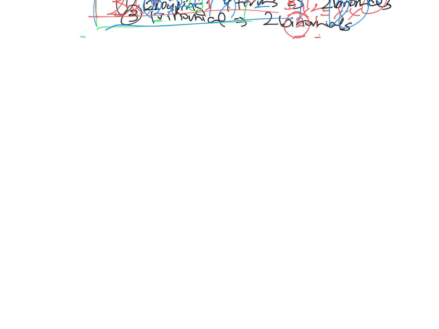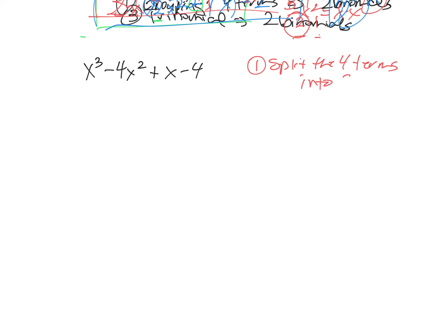Okay, let's look at grouping. I have a little list of how we're going to do some grouping. So with grouping, I'm going to just start off with an example, and we're going to write our examples out, and I'm going to write the list out of what you want to do with this. Okay, so first, you're going to split the 4 terms into 2 groups, okay? So this is grouping, and the reason is because there are 4 terms.